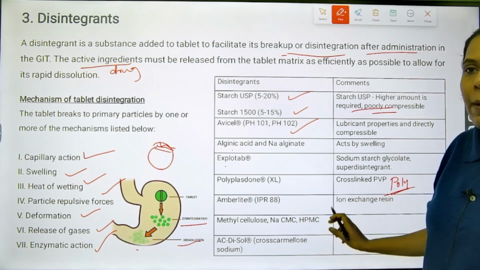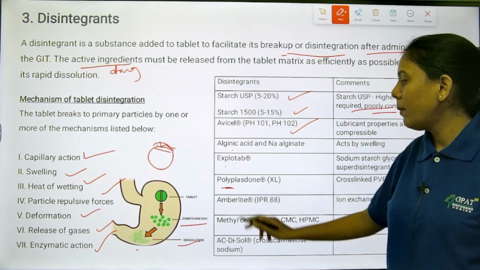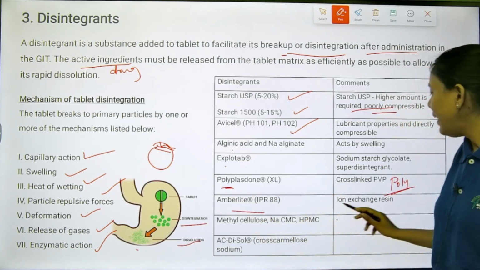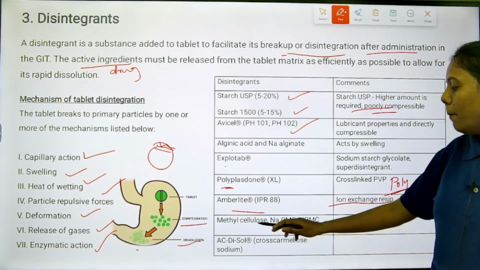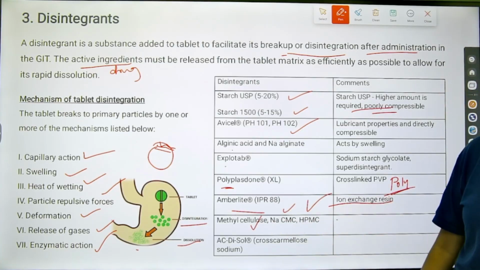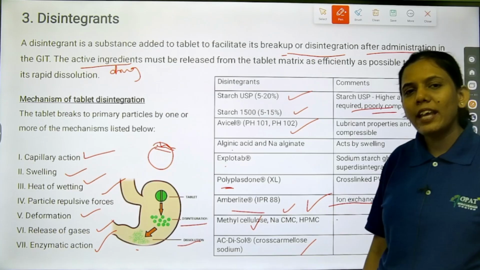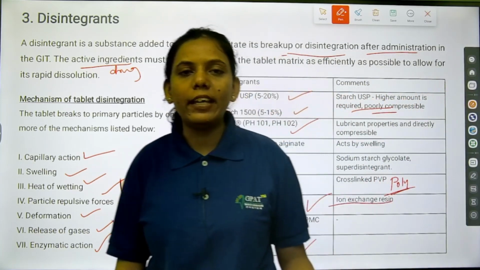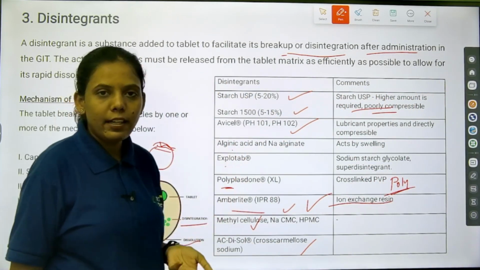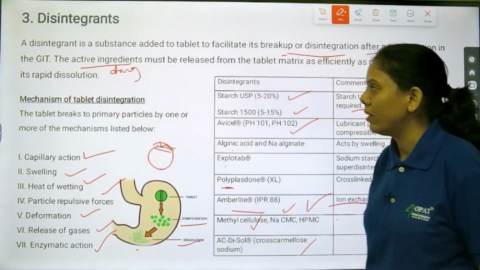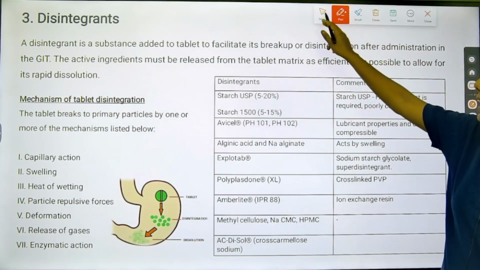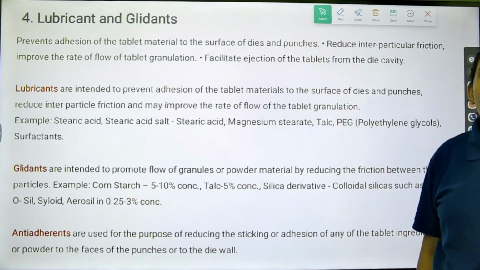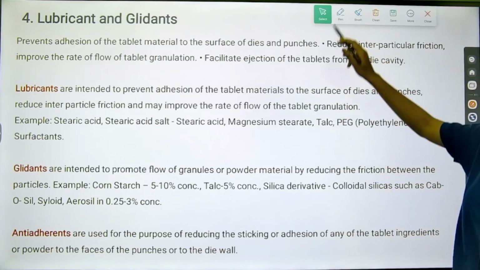PVP is polyvinyl pyrrolidone. Poly, you can remember polyplasdone. Amberlite, that is ion exchange resin. Methyl cellulose, sodium CMC, HPMC, SD-sol. Okay, so there are some naturally occurring disintegrating agents, whereas there are some semi-synthetic and synthetic disintegrating agents. Remember, SSG, sodium starch glycolate, is a super disintegrating agent.